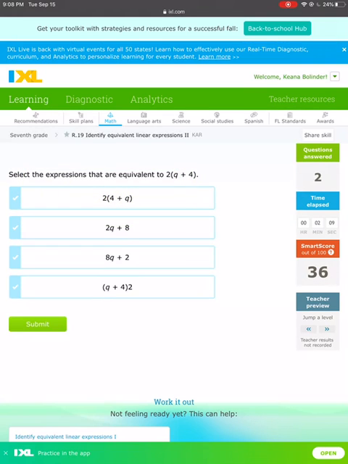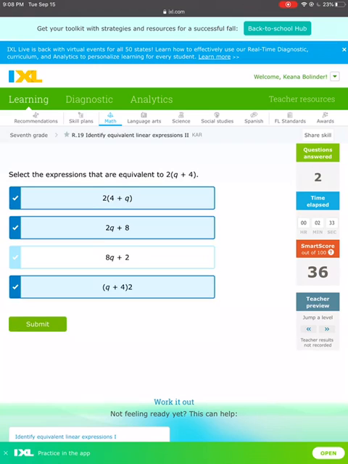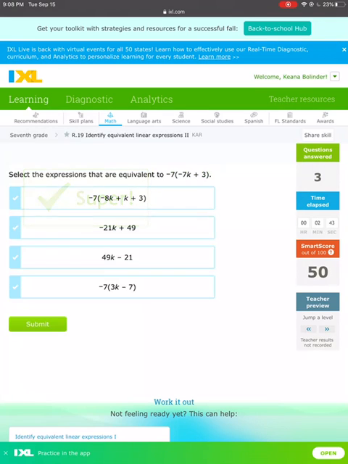Alrighty, next one, we've got 2 times the quantity of q plus 4. So we've got 2q plus 8 will be my solution here. So it will be the second one. And then looking on, I see that this one is going to work because this is going to be the commutative property. And then I see this one is going to work because this is associative, okay? And then that one will not work because that has the q in the wrong spot, the third one. So you just really have to pay attention to these.